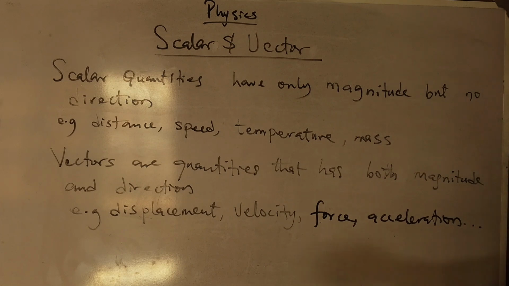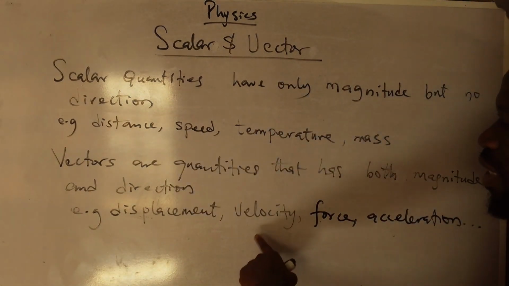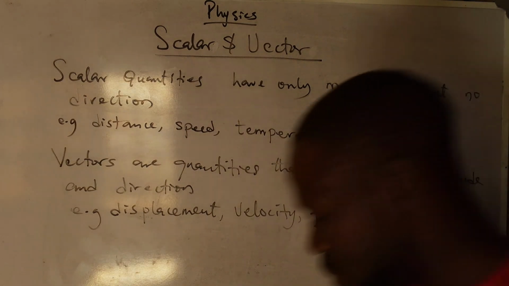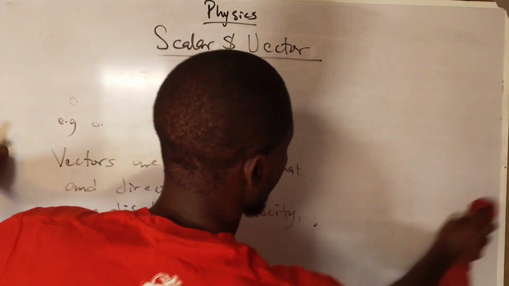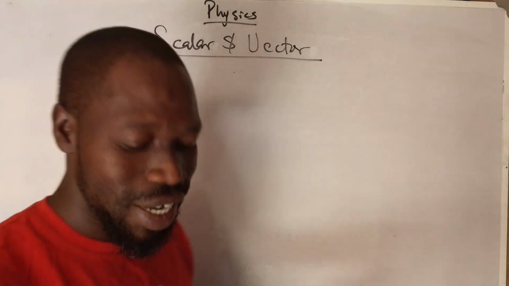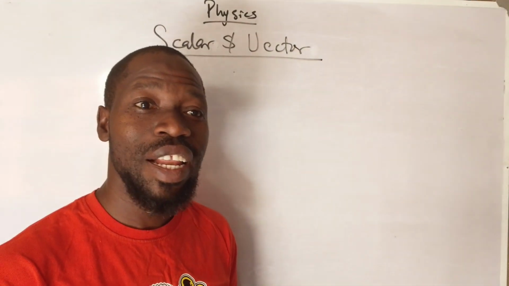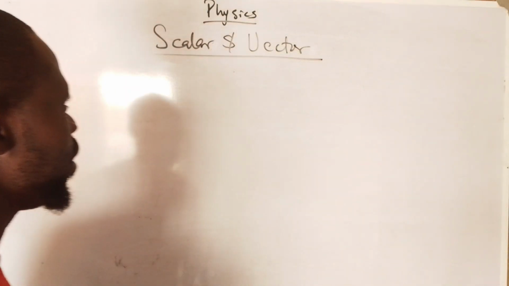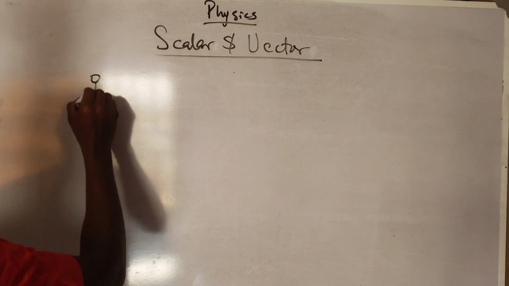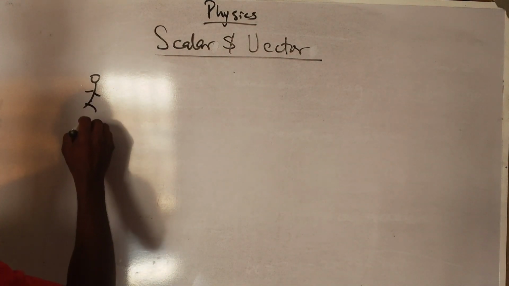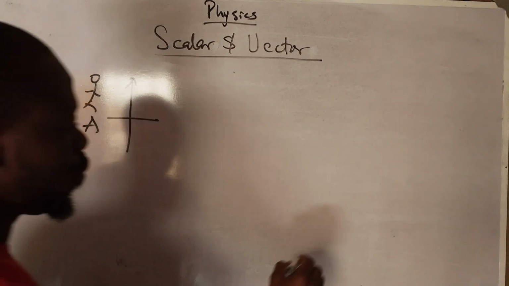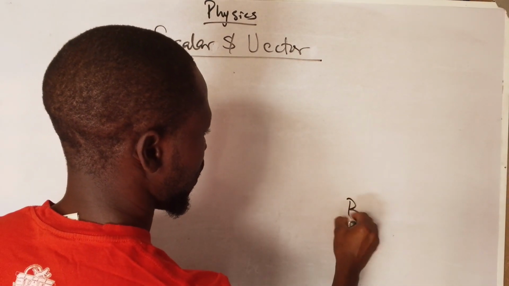All right. So to explain vector and scalar further, I'm going to be using distance and displacement to just give us a quick explanation of magnitude and direction. All right. Remember we said that distance is a scalar quantity and displacement is a vector quantity. So let's say this boy starts from point A here and moves to point B here.